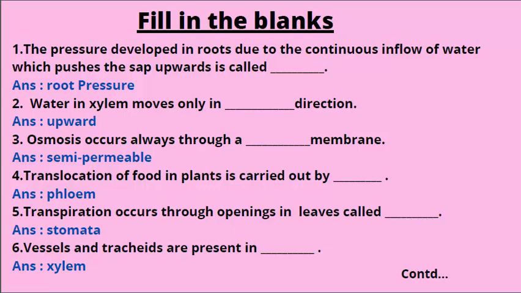Number 5, transpiration occurs through openings in leaves called dash. Answer is stomata. Stomata are the minute openings found in leaves, and they open up during the daytime, and they help in the process of transpiration. Number 6, vessels and tracheids are present in dash. Answer is xylem.